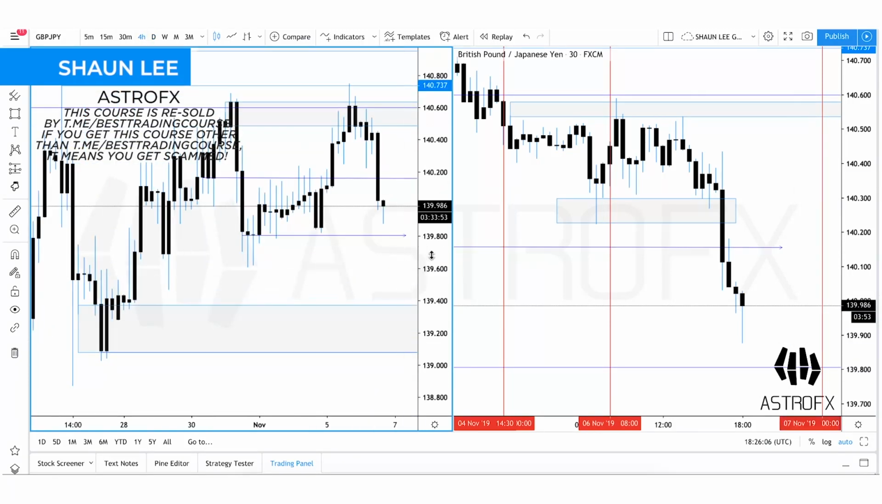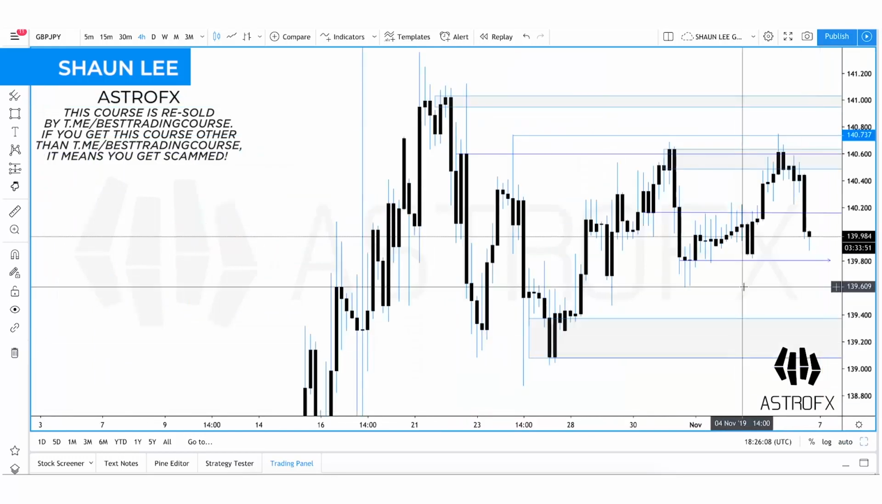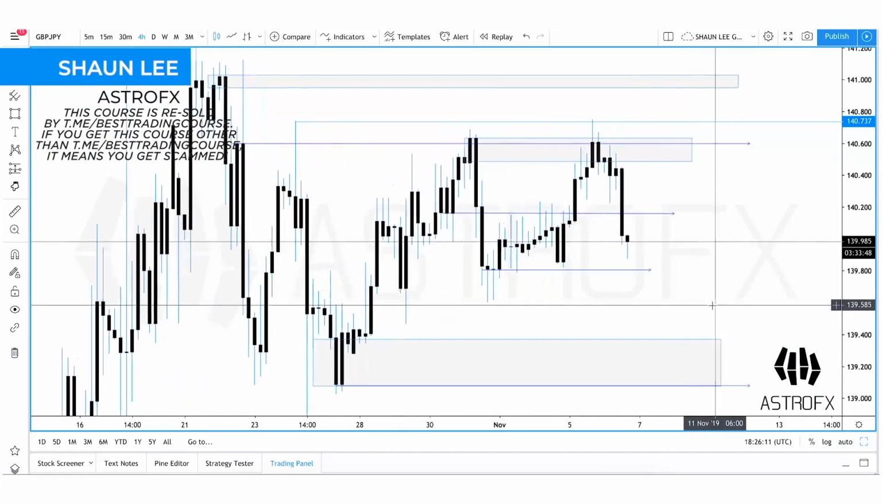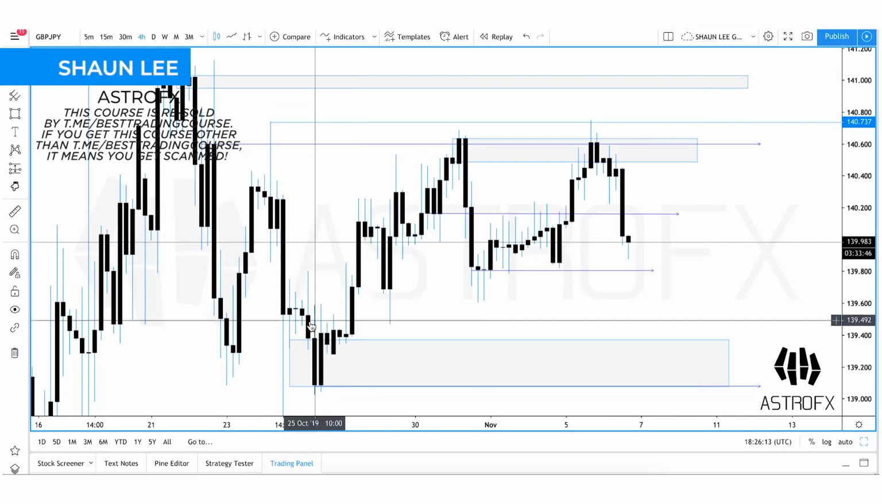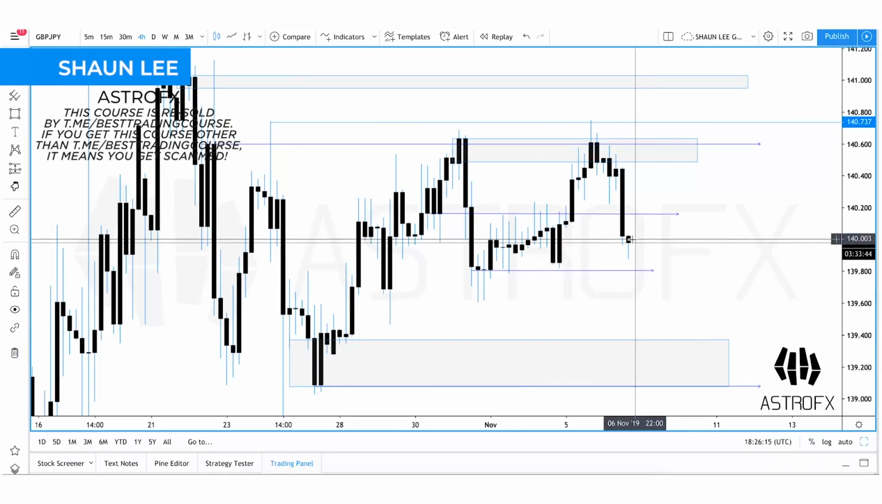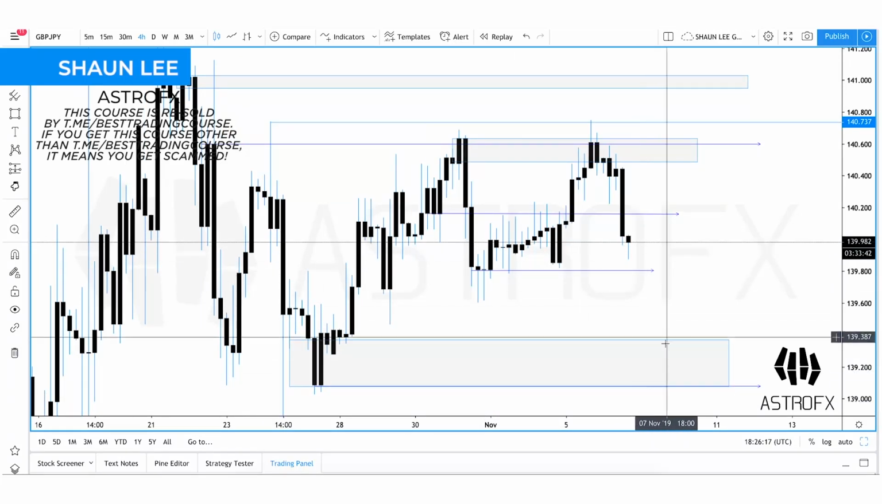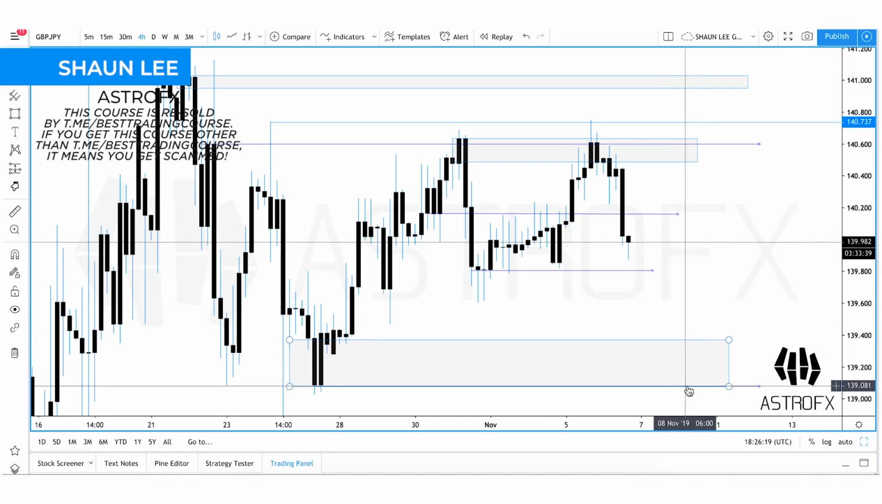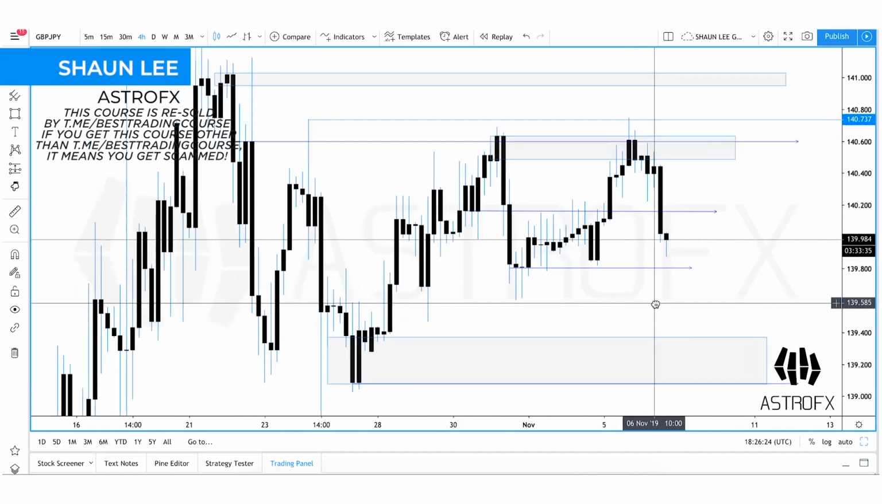So as a target area and target projection, simply put, we can see that we have this huge liquidity area down here. So the market is likely to be magnetized into that zone. So we can maybe say 139.10 into 139.35. This is the target area for this trade.